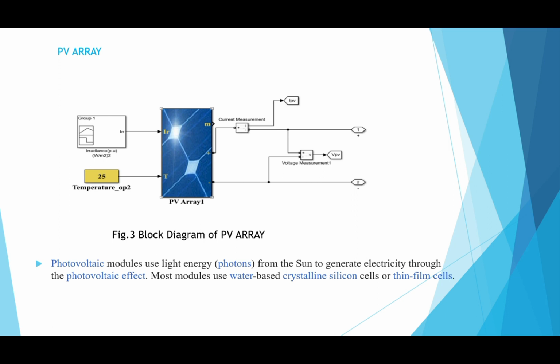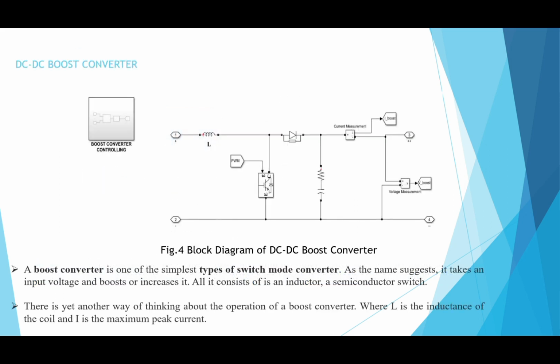The rating of the solar panel is 40 volts. The open circuit voltage is 40 volts and the short circuit current is 7.84. By multiplying the open circuit voltage and short circuit current, we get the module power, which is 313.7. The photovoltaic modules use light energy from the sun to generate electricity through the photovoltaic effect. Most modules use wafer-based crystalline silicon cells or thin film cells.